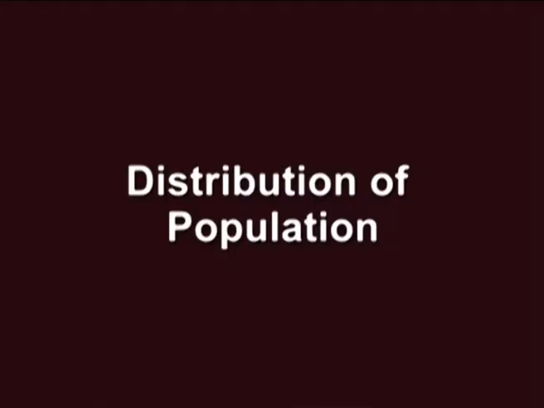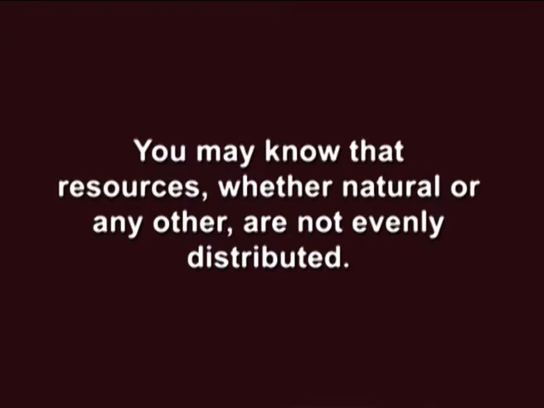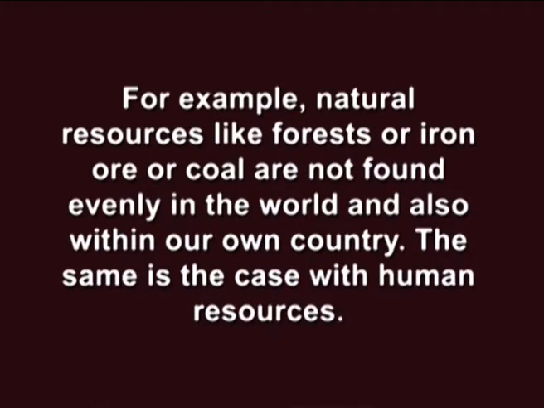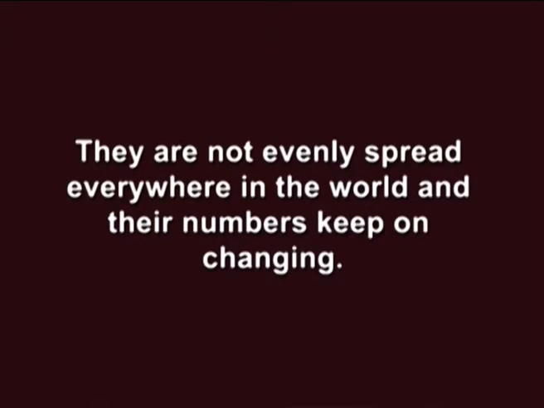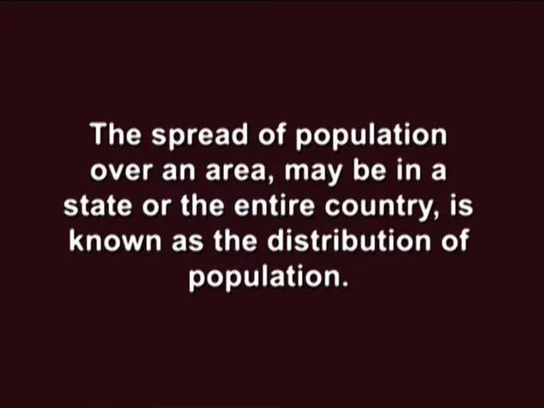Distribution of population. You may know that resources, whether natural or any other, are not evenly distributed. For example, natural resources like forest or iron ore or coal are not found evenly in the world and also within our own country. The same is the case with human resources. They are not evenly spread everywhere in the world and their numbers keep on changing. The spread of population over an area, which may be a state or the entire economy, is known as the distribution of population.